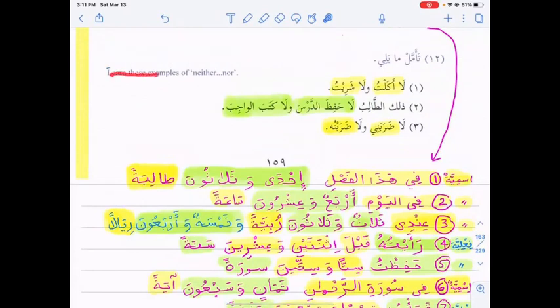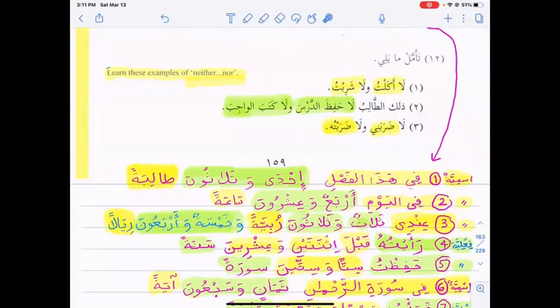Learn the example of neither or nor. La akaltu wa la sharibtu. I did not eat anything. I neither ate anything nor drank anything. I did not eat anything. I neither ate anything and I did not drink anything.